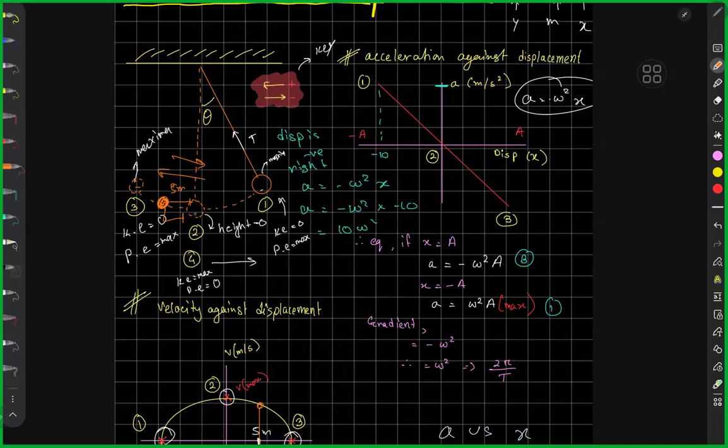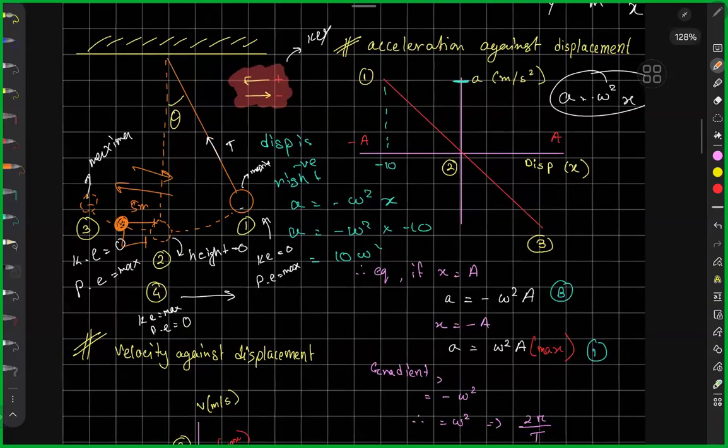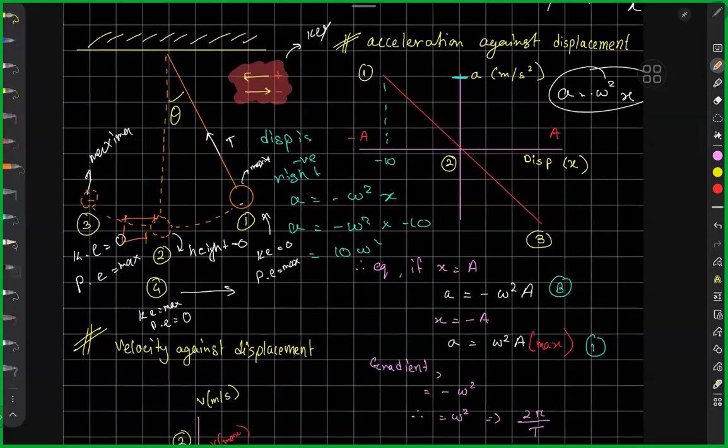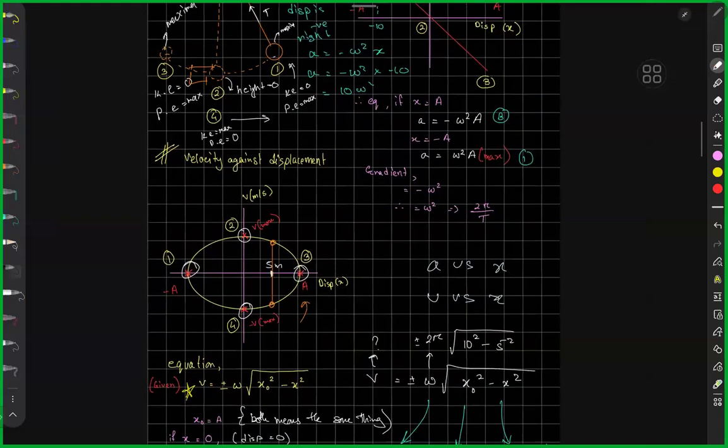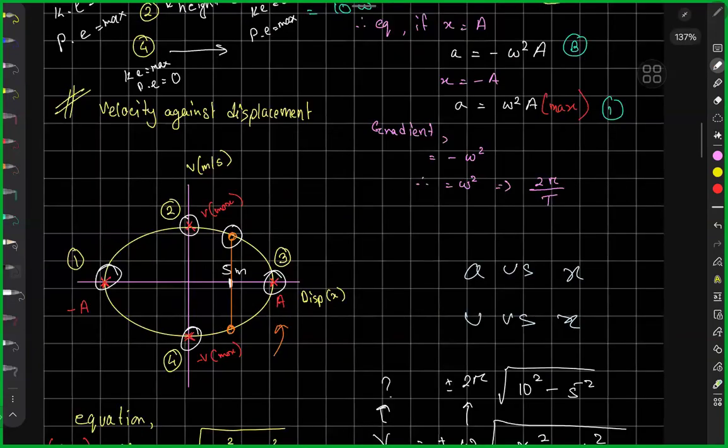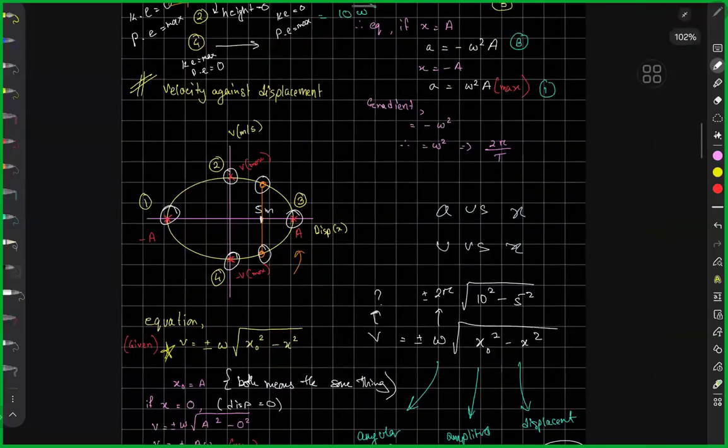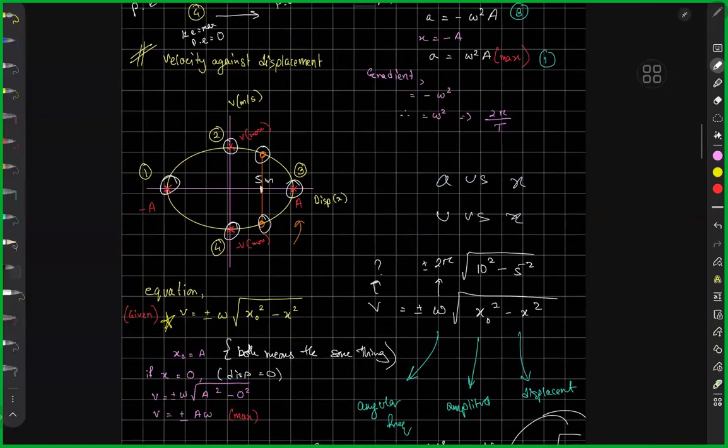Okay? So it could be that the bob is going from 2 to 3 or 3 to 2. If it's going from 2 to 3, that is this direction, what happens? My velocity is positive. But what happens if it's going from 3 to 2? My velocity is negative. So the possible outcomes in terms of the velocity are two. One will be positive velocity, one will be negative velocity. That is why you have a plus minus in front of the omega. Okay? This is why you have the plus minus.